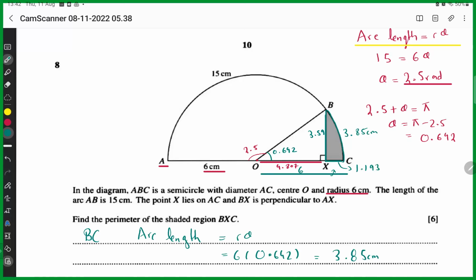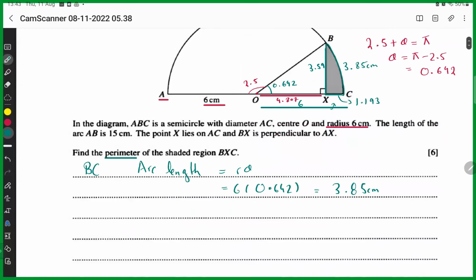And in order to have the perimeter of the shaded region, you're just supposed to add the 3 values. So it would be 3.59 plus 3.85 plus 1.193. And this is going to give you 8.63 centimeters. This is going to be your answer.